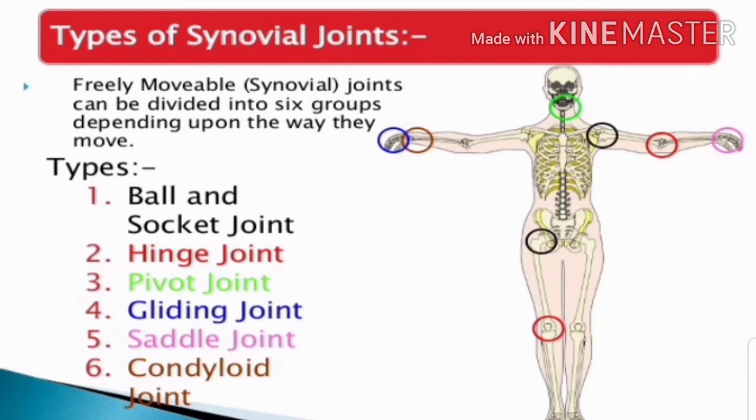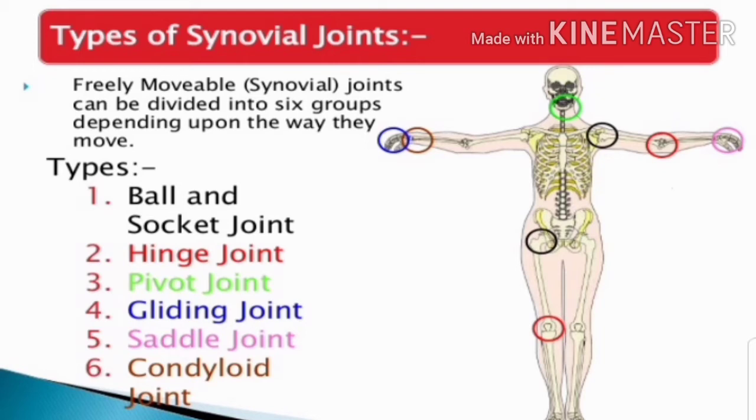The first one, ball and socket joint, is shown by the black color. As you see in the shoulder part or in the pelvic joint part, there you see the black mark. It is called a ball and socket joint. Hinge joint is shown by the red color. It is in the knees as well as in the elbow. The third one is pivot joint, shown in green color. It is present below the skull. It joins the skull and spinal cord.